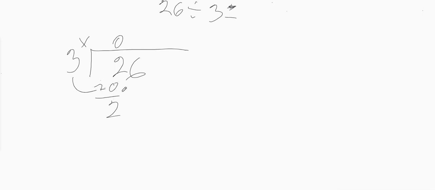You have 2. Now you're going to bring down your 6. 3 goes into 26 evenly. This is what's important. You don't go over.